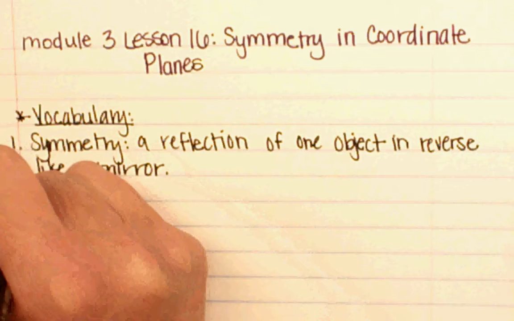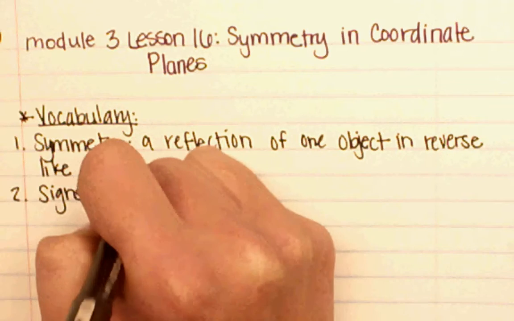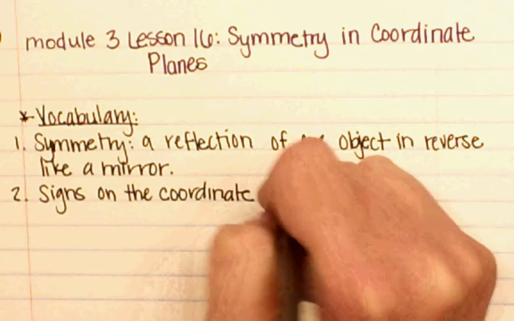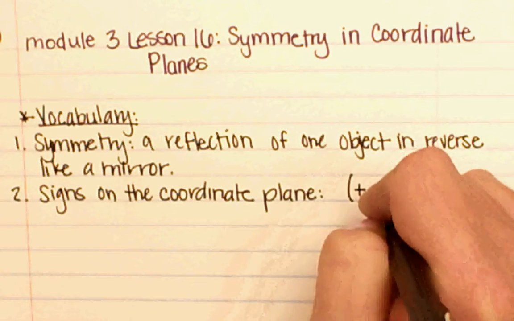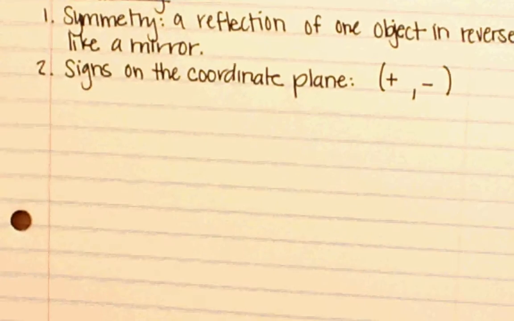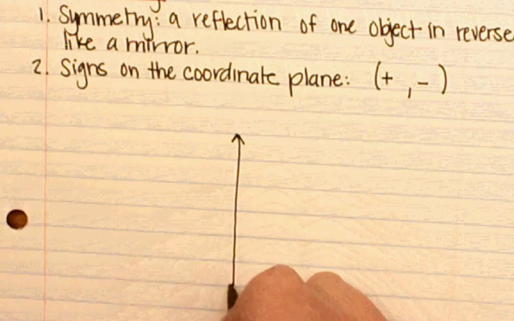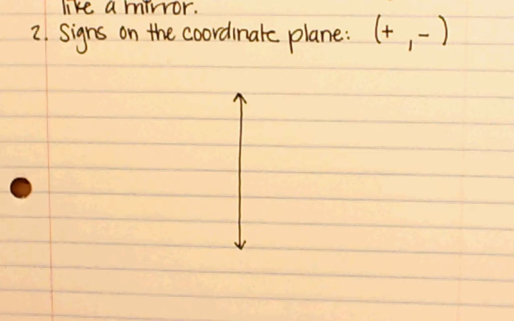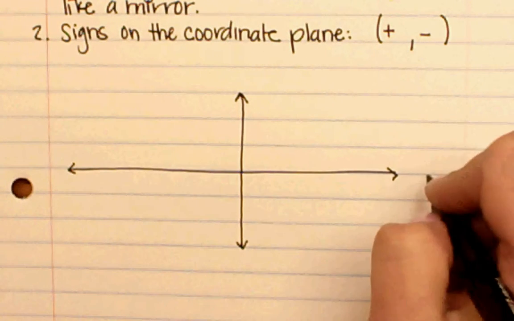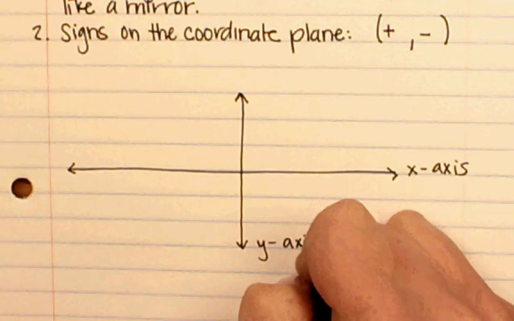And just a little reminder, the signs on the coordinate plane are positive or negative, just depending on which quadrant it's in. So I'm going to draw you some examples now. Let's draw a coordinate plane. And remember, when you draw a coordinate plane, you have to label the axis and our origin.